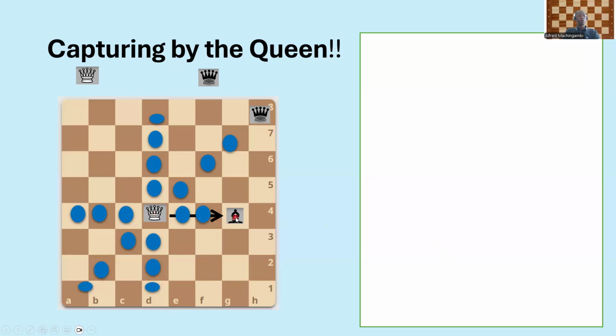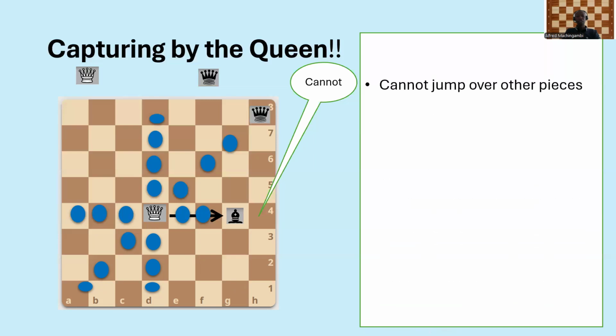the black bishop there on G4. So that means it captures along the ranks, captures along the files as well. And another point which you have to remember: it cannot jump other pieces. So if it is on D4, it cannot go beyond G4 because the bishop is blocking its path. So it cannot go to H5.